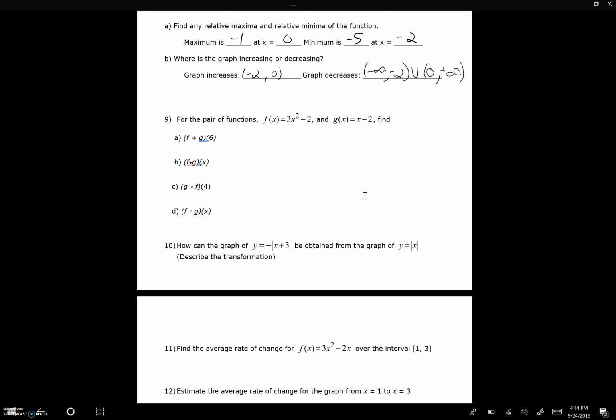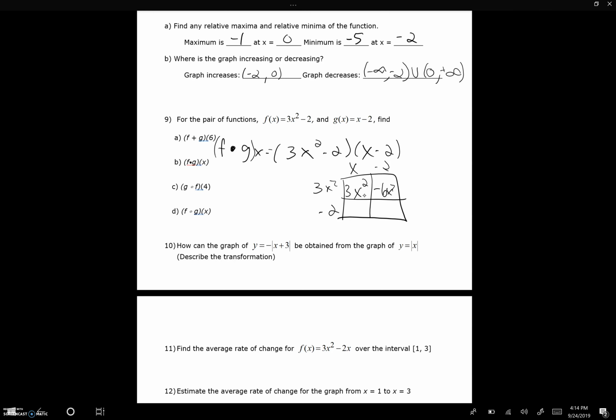So all we have to do is we're just going to simplify it. Quite honestly, on the test, if you just put 3x squared minus 2 times x minus 2, I'm going to accept this, okay? Don't forget f times g of x equals. Or you could go ahead and multiply those out. So if you use an area model, x minus 2 times 3x squared minus 2 is going to give you 3x cubed minus 6x squared minus 2x plus 4. So if you did simplify that out, that's what you would get.